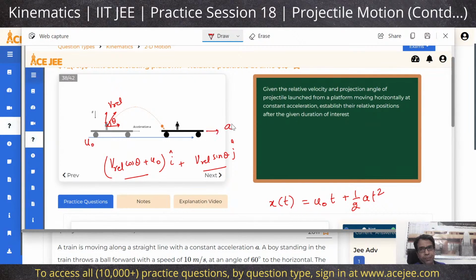Yes, Peter? Clear? And how would we find the time t? Well, that'll be determined by the time of flight of the projectile. And what governs that? That is governed by the vertical component alone, right? So how do we do that?